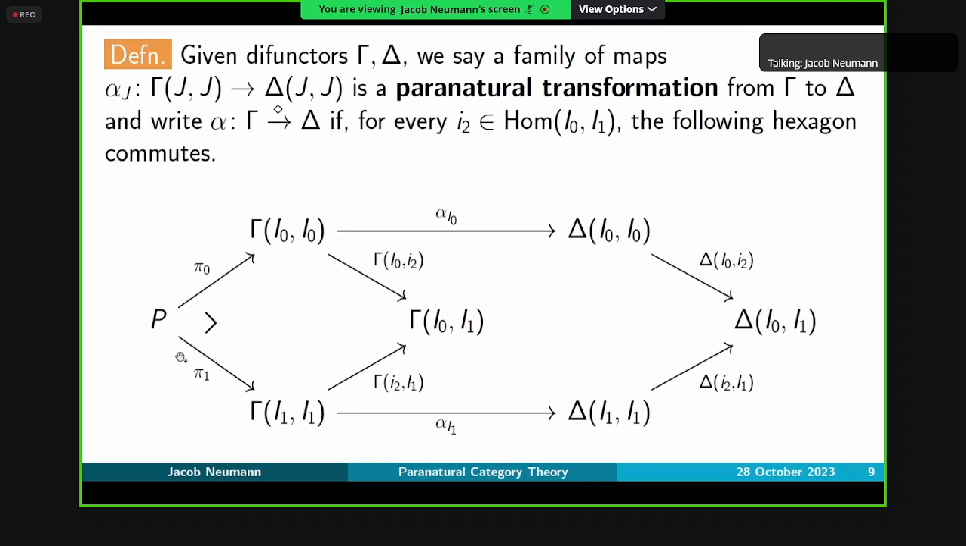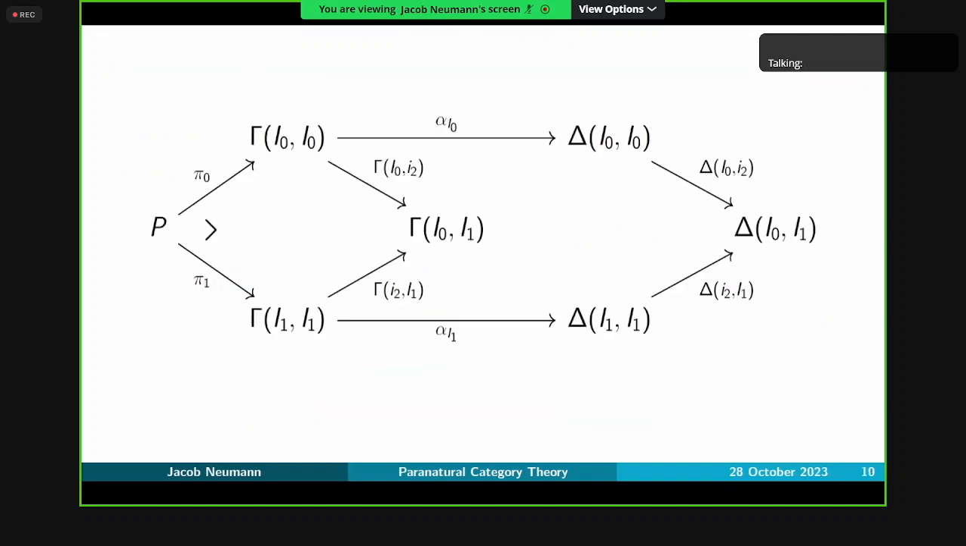And then the requirement for a paranatural transformation is that the resulting outer hexagon commutes. So this vertex here is the pullback. And there's a number of equivalent ways of stating this that exist in the literature. I think it's informative to spell out what this means, since we know how to take pullbacks in Set.